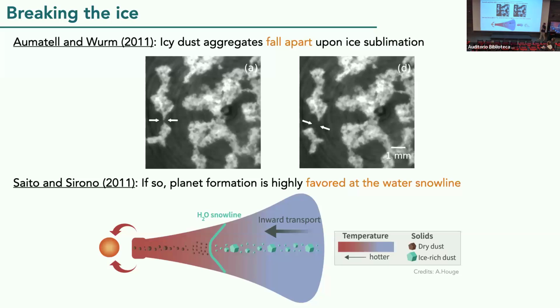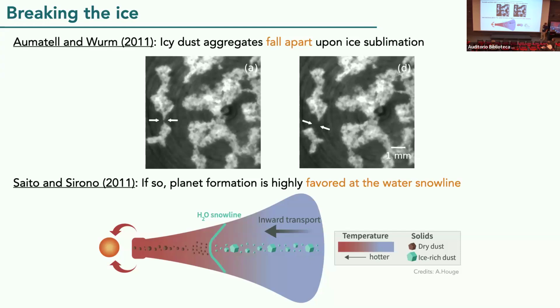Our story begins in 2011. We have these fantastic lab experiments by Omatal and Worm. They studied this very question. They had icy dust aggregates about 1 millimeter in size, then increased the temperature and saw what happened. You have a picture from the experiment here showing this kind of blob, like an aggregate, and when the temperature increases, it breaks apart. So here's just one breaking event. But in the course of the experiments, they noticed that those aggregates fall apart into thousands to tens of thousands of subspecies, which basically tells you that aggregates fall apart when they lose their ices.